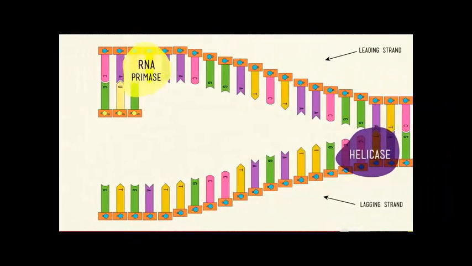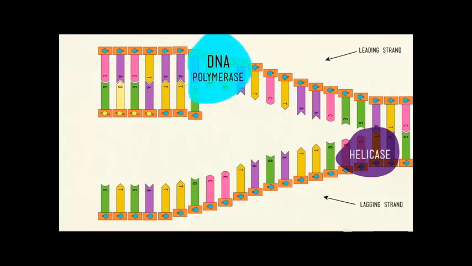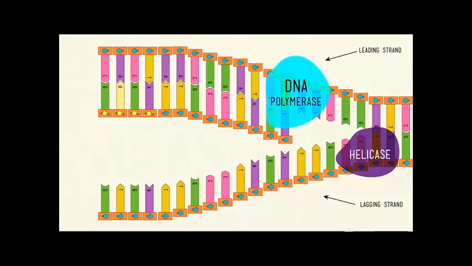The enzyme RNA primase: the leading strand only needs this RNA primer once, at the very beginning. Then DNA polymerase is all, I got this, and it just follows the unzipping, adding new nucleotides to the chain continuously all the way down the molecule. Copying the lagging or scumbag strand is, well, he's a freaking scumbag.